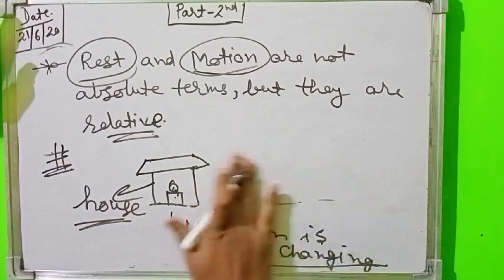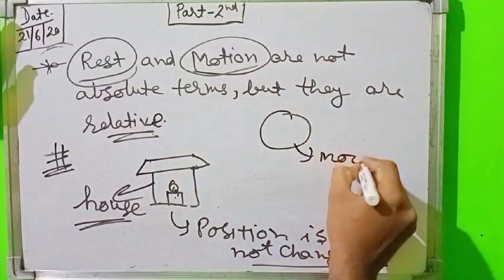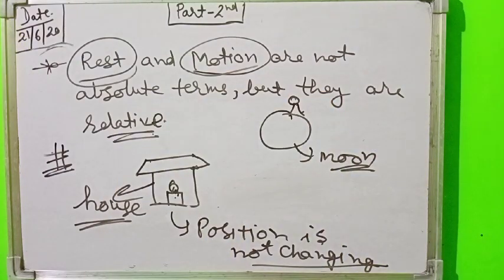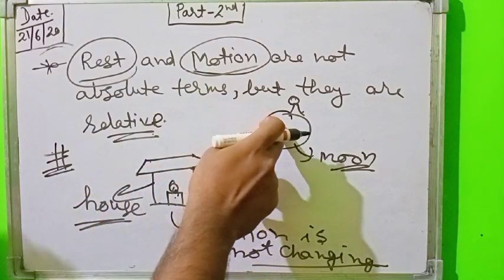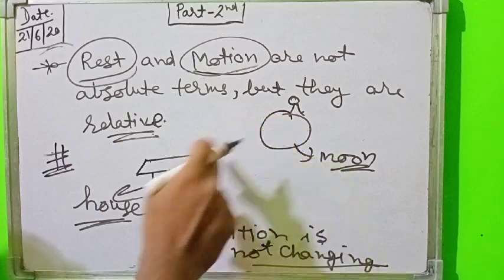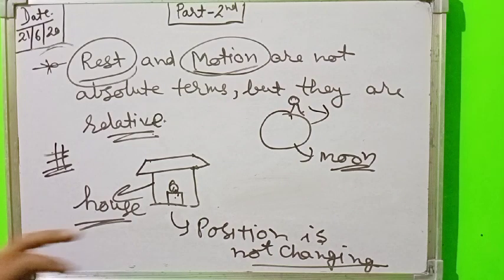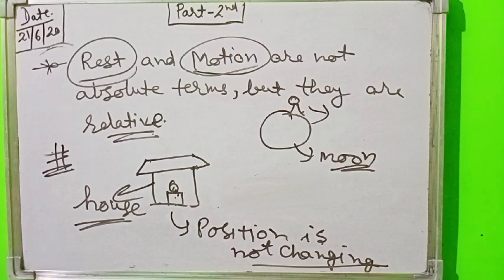But suppose I had shifted myself to the moon. Suppose this is the moon, and I had shifted myself here. On the moon's surface I have shifted myself, and from there I am observing you. Since the moon is moving with respect to the earth, I will observe that you are also moving. So for the same observer, one time you are at rest, and another time you are in motion.